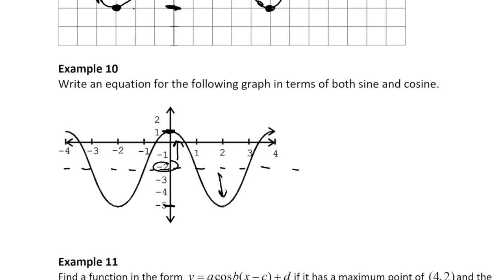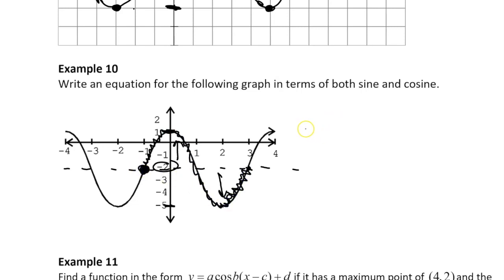Our amplitude will be 3, and if we want to do a sine function, depending on whether we want a negative or a positive sine function, I think probably a positive sine function is a little bit easier. Then let's start right here at -1, knowing that you could have started somewhere else. You could have started at 3, but this makes sense.